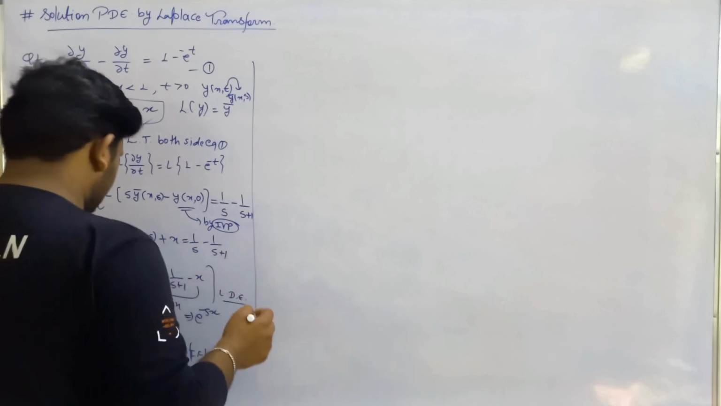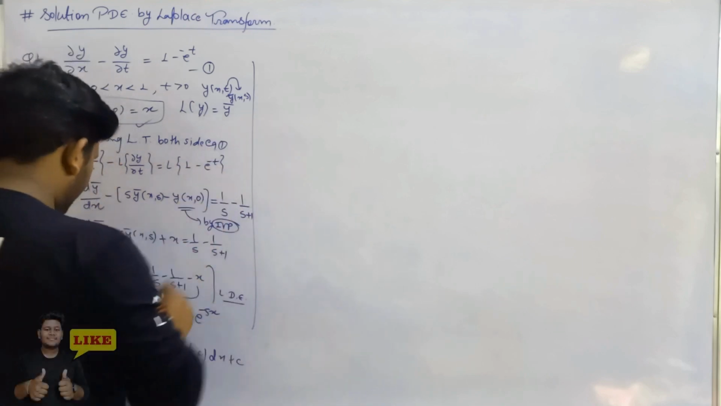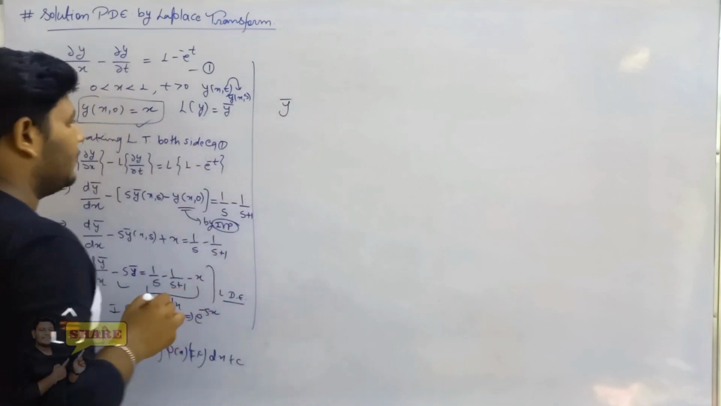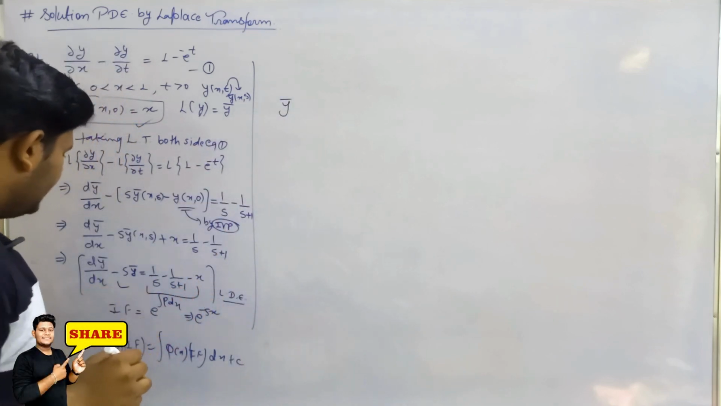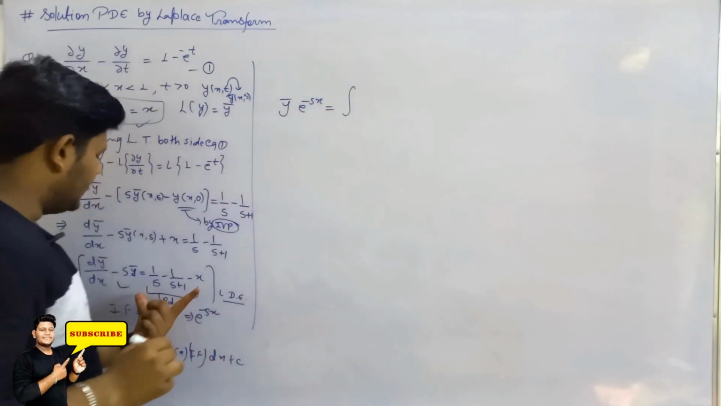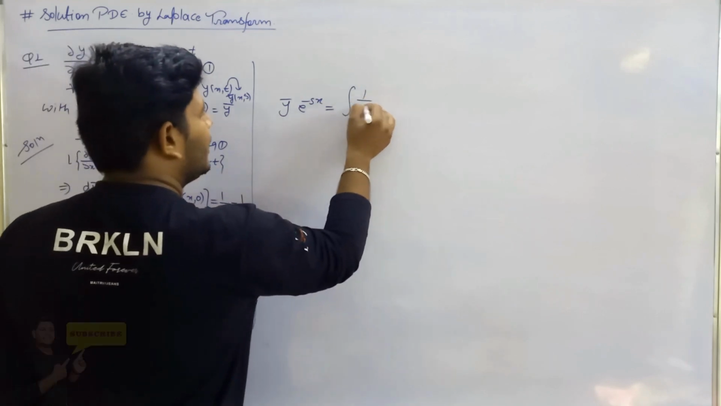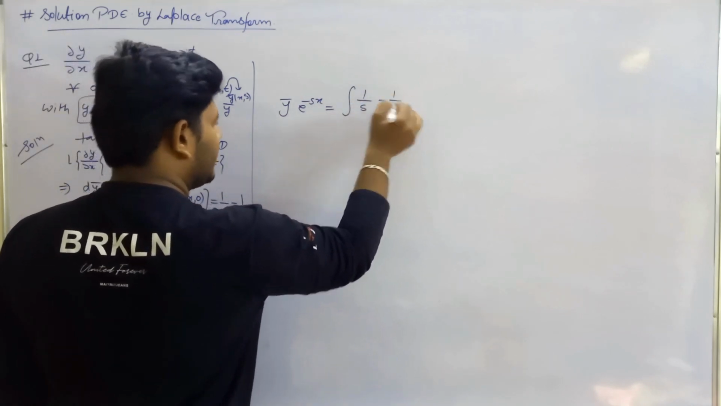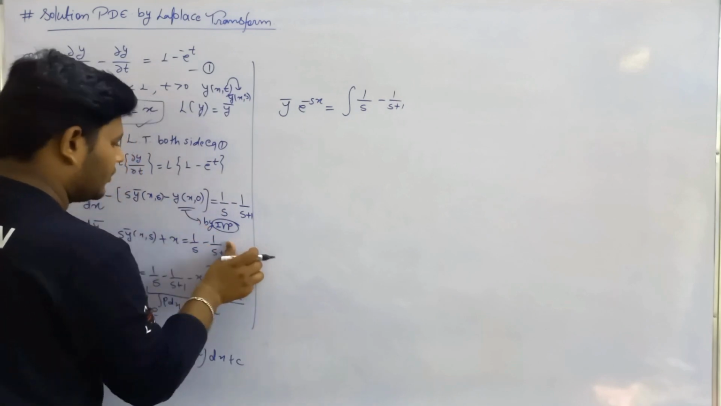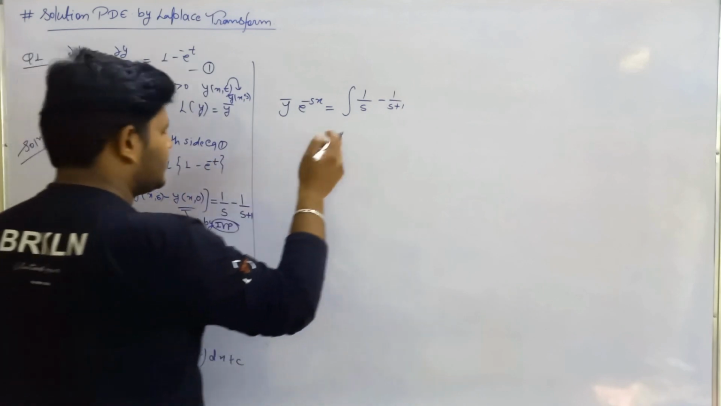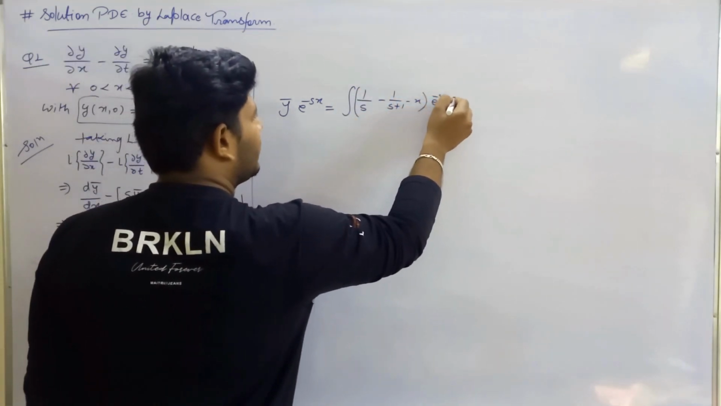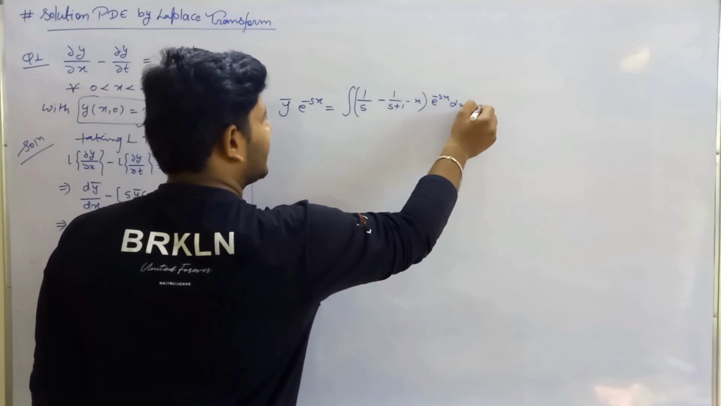Now the solution: here y means y bar, so remember this thing. This is the Laplace of y, that is y bar, times the integrating factor, which is e to the power minus sx, equals the integration of the right-hand side, which is 1 upon s minus 1 upon s plus 1 minus x, times the integrating factor e to the power minus sx dx, plus c.